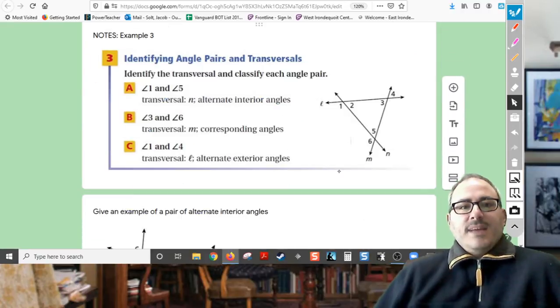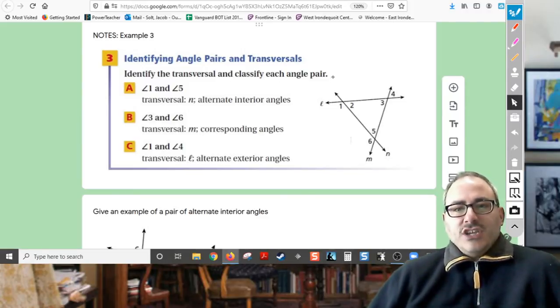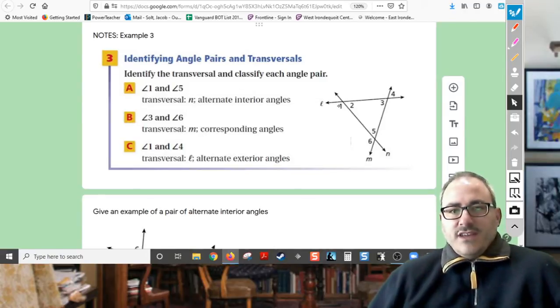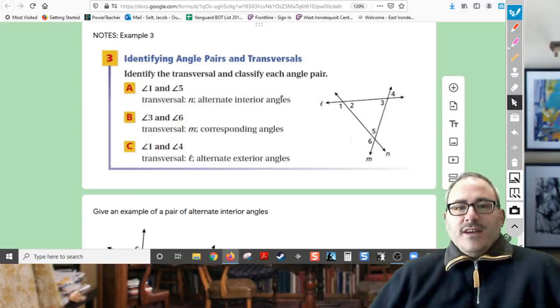All right, example 3 here. Identify angle pairs and transversals. So identify the transversal and classify each angle pair. So if I give you angle 1 and angle 5, there's angle 1, there's angle 5. What am I noticing? What's the relationship? I'm noticing they are alternate interior angles, right? You see how angle 1 and angle 5 are on opposite sides of this line. They're on alternate sides of the line, and they are interior to line L and line M here. Can you see that?